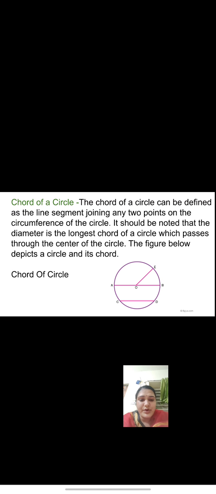Next is chord of a circle. The chord of a circle can be defined as the line segment joining any two points on the circumference of a circle. This is what we learned in the previous slide. It should be noted that the diameter is the longest chord of a circle. We have learned about the diameter, which passes through the center of the circle. The figure below depicts the circle and its chord.